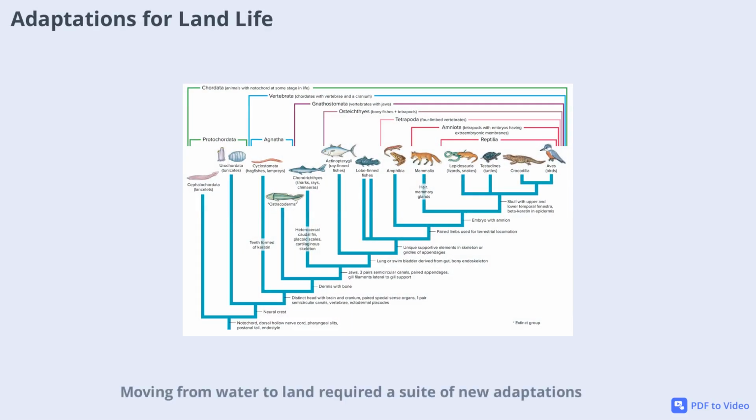Moving from water to land required a suite of new adaptations. Early tetrapods developed lungs for breathing air, stronger limbs for locomotion, and new ways of sensing their environment. They also had to find new methods for feeding and maintaining water balance. These adaptations were crucial for overcoming the challenges of terrestrial life and are still seen in modern amphibians today.